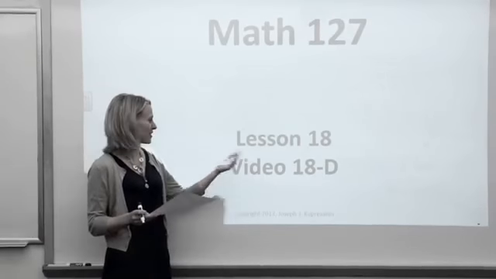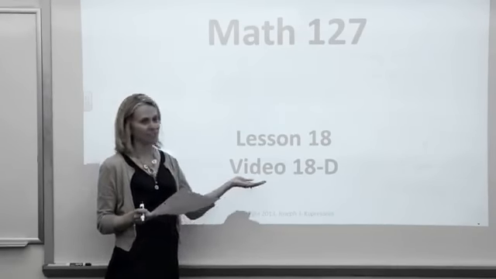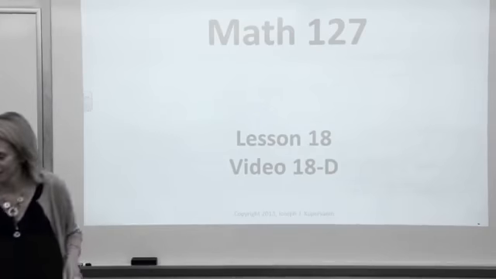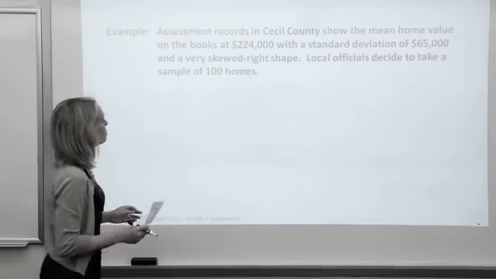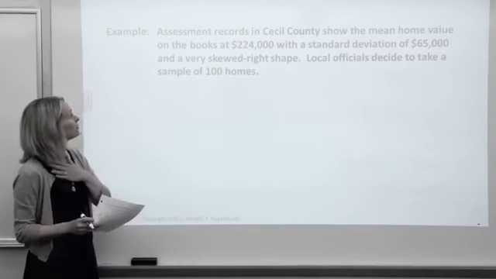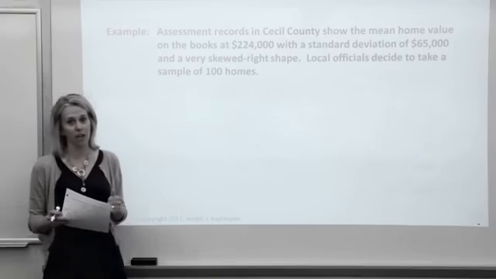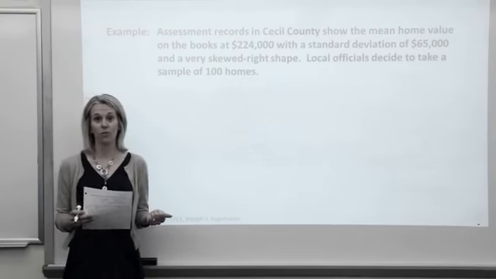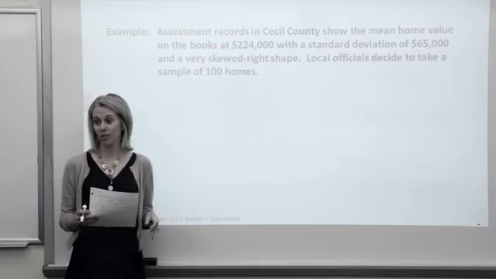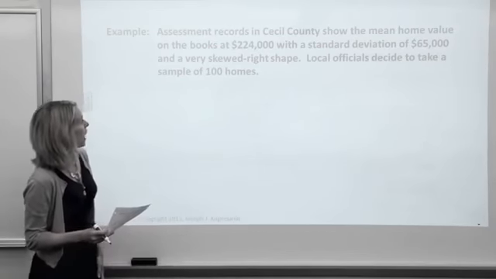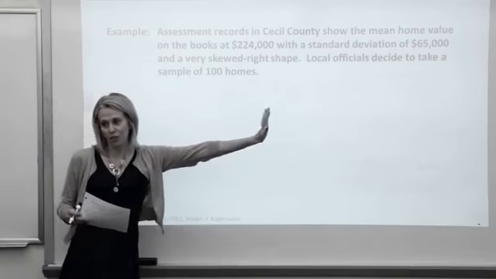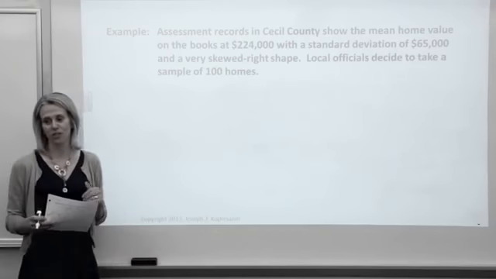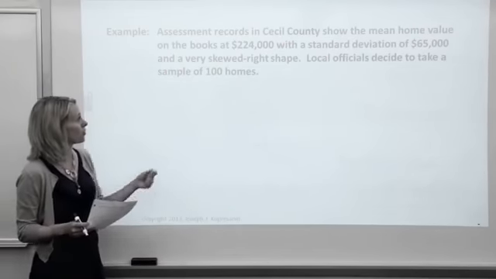All right, back for one more example to finish up lesson 18, video 18D, still looking at modeling the sample mean. So first example, assessment records in Cecil County show that the mean home value on the books is $224,000 with a standard deviation of $65,000 and a very skewed right shape. Local officials decide to take a sample of 100 homes.